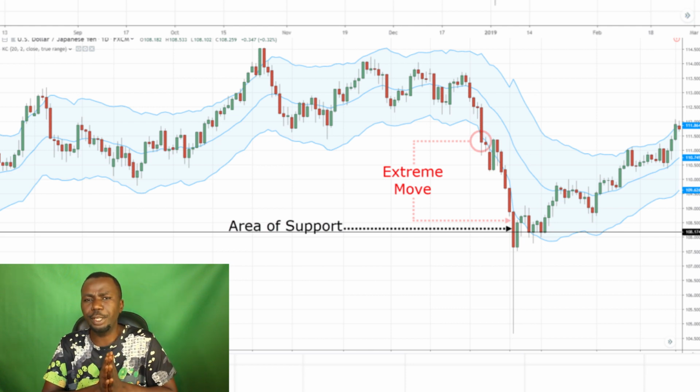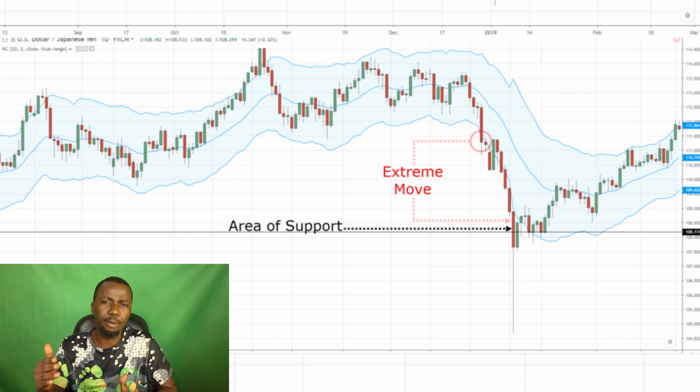Then another thing you need to understand about the Keltner channel, if you truly want to make more money using this indicator, is that you need to understand when the market is in an uptrend and when the market is in a downtrend.